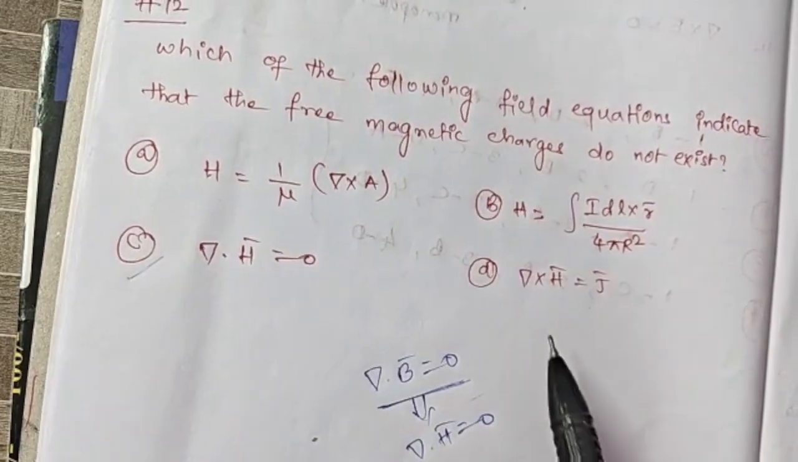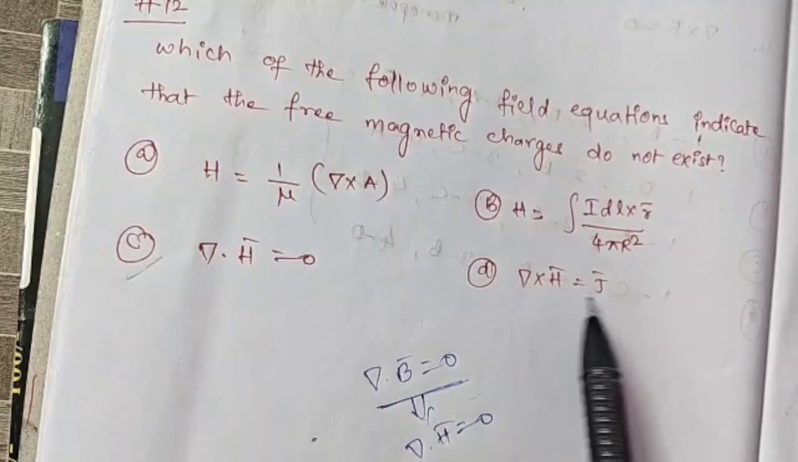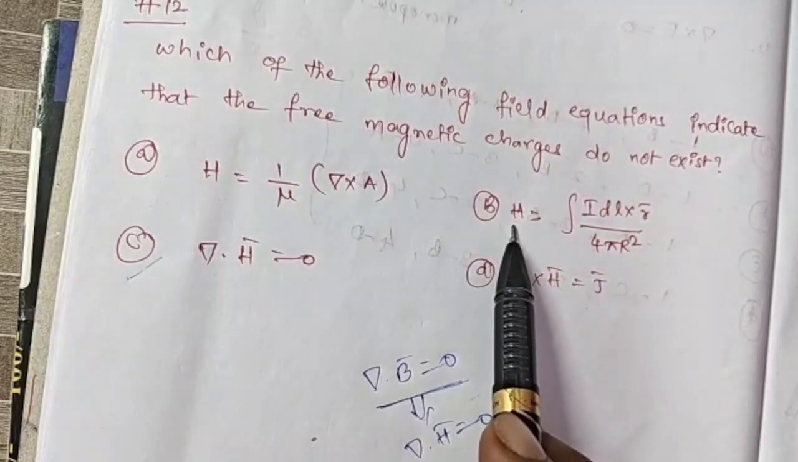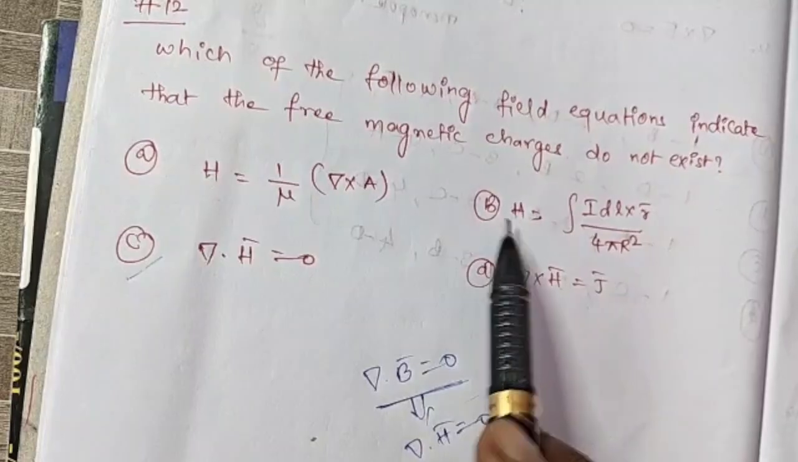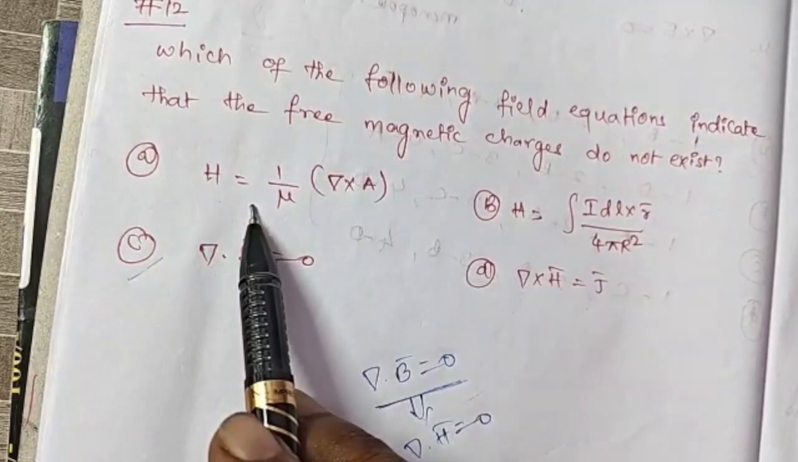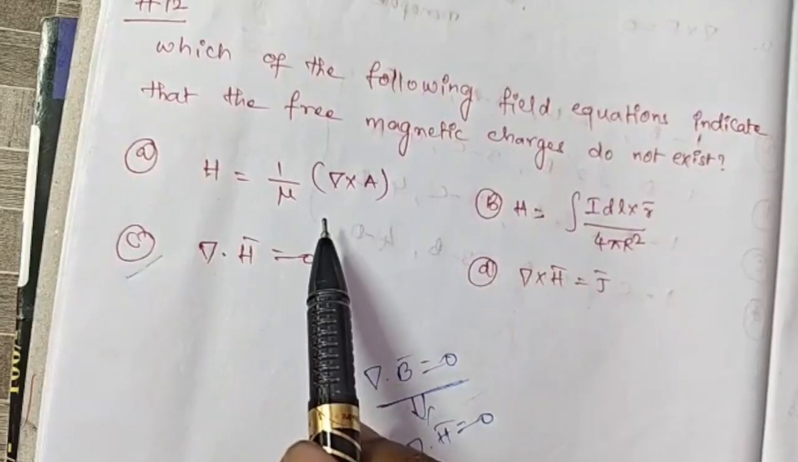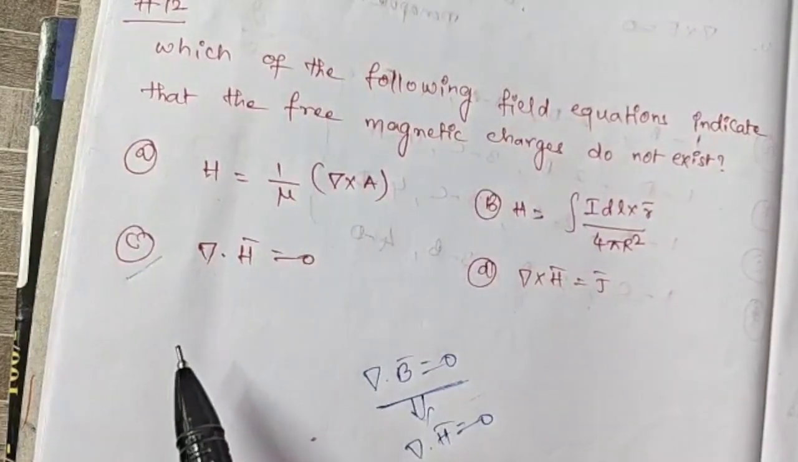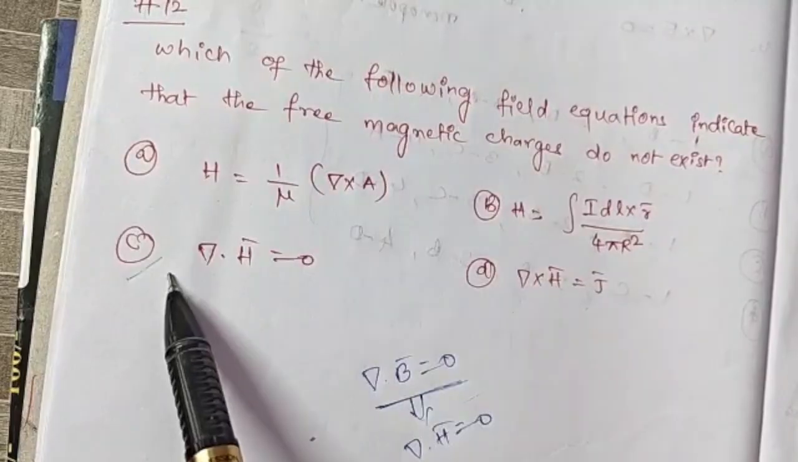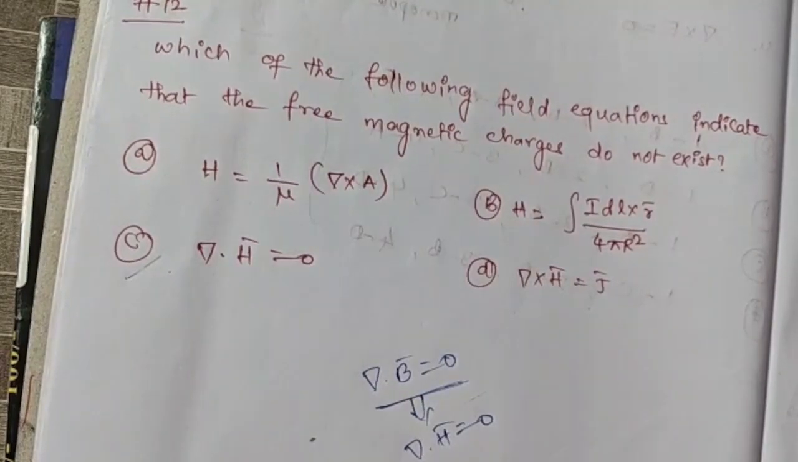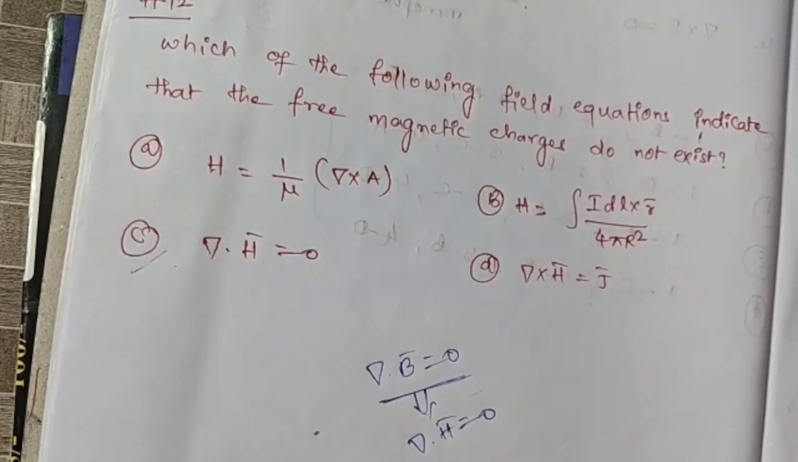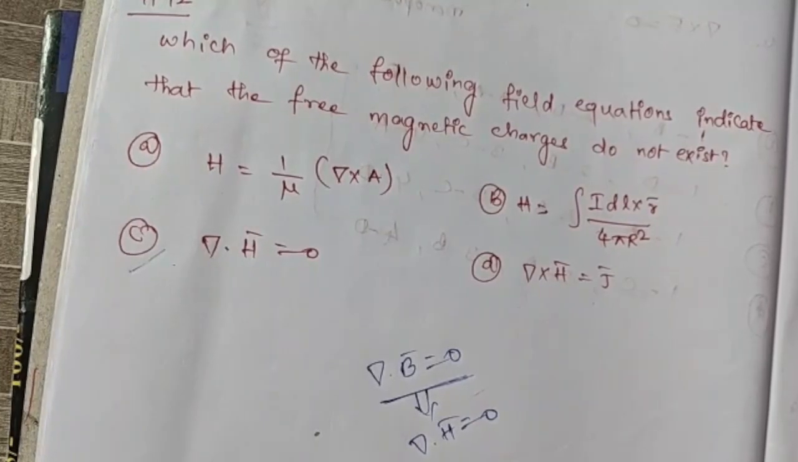Okay, if you see the remaining options, option D, del cross H equal to J, is the Ampere's law. Option B is the Biot-Savart's law, and option A is B equal to del cross A, which is the magnetic vector potential definition. So among the four, option C will be the correct answer, which tells that there is no free magnetic charge.